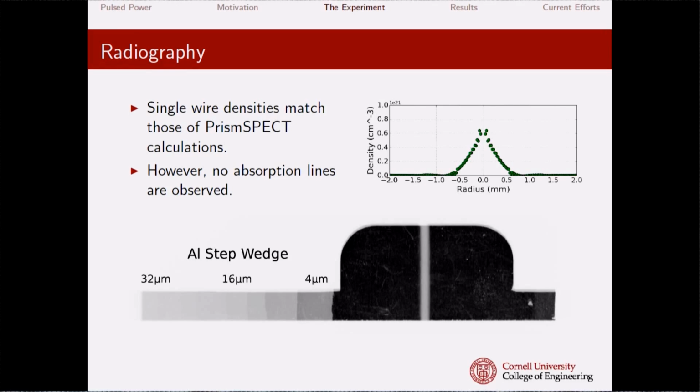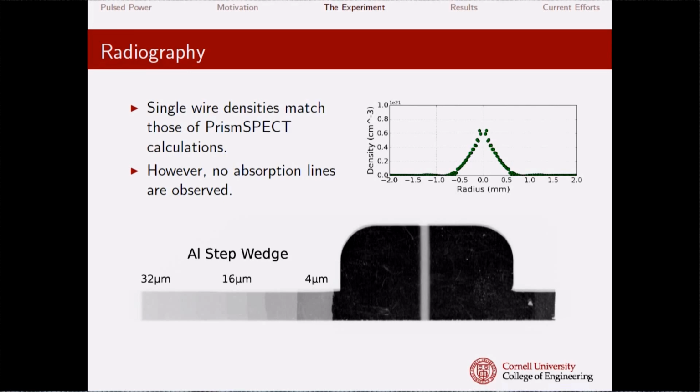And what we can do is use this aluminum step wedge on the left to calibrate the grayscale values to a known areal density. We can then take the areal density, run that through an Abel inversion, and we can get a volumetric density profile as a function of radius for our target plasma here.